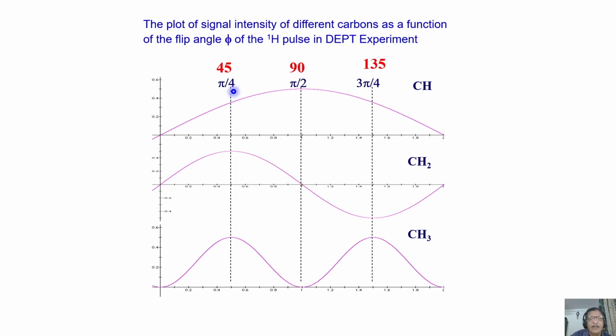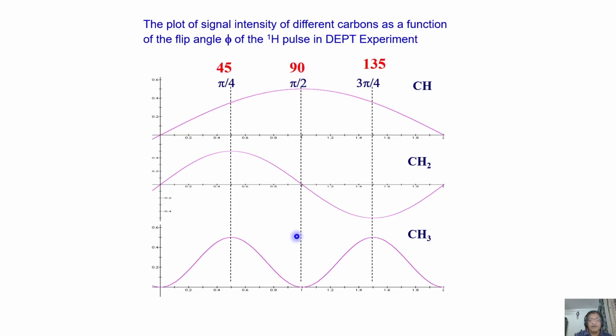Fine. Now I will take an experiment with 90 degree phi angle. Very interesting thing happens. You see that the intensity of CH2 carbon becomes 0, intensity of CH3 carbon becomes 0, whereas CH carbon is positive. Well, there's one way to identify. I take this molecule with different carbons, I do a DEPT experiment, keeping the flip angle of the pulse as 90 degrees.